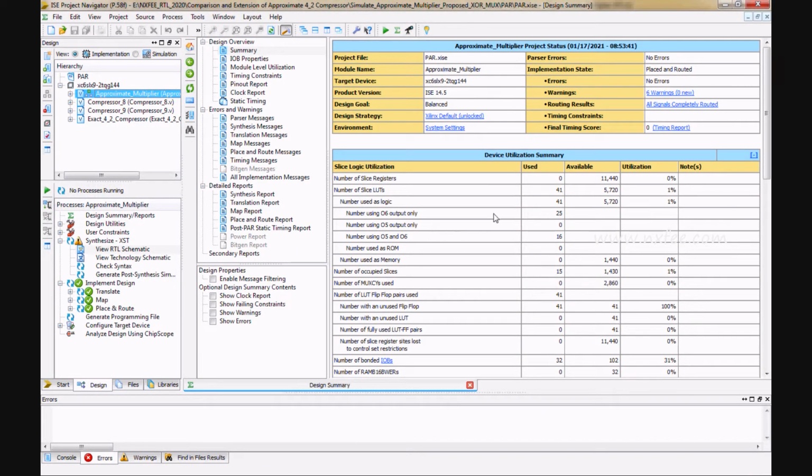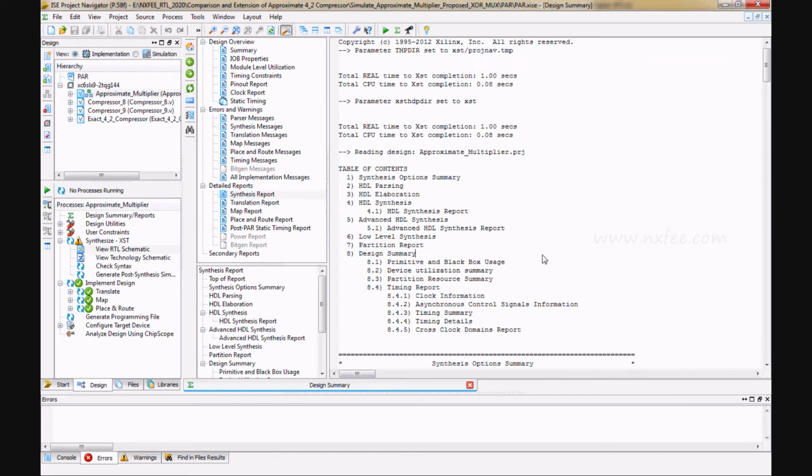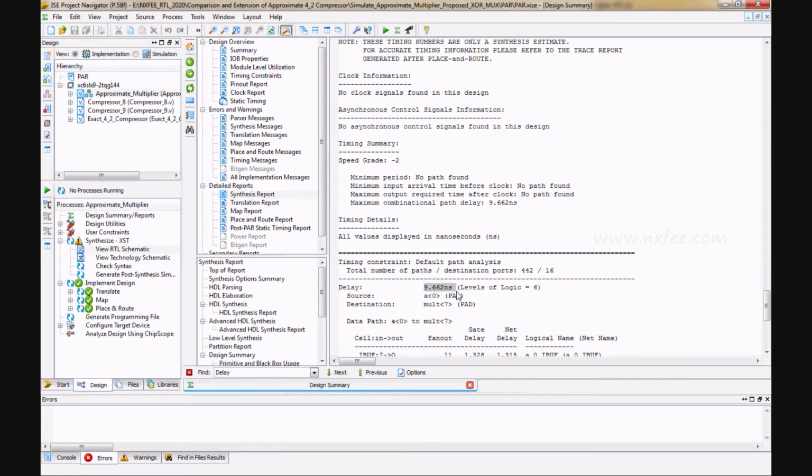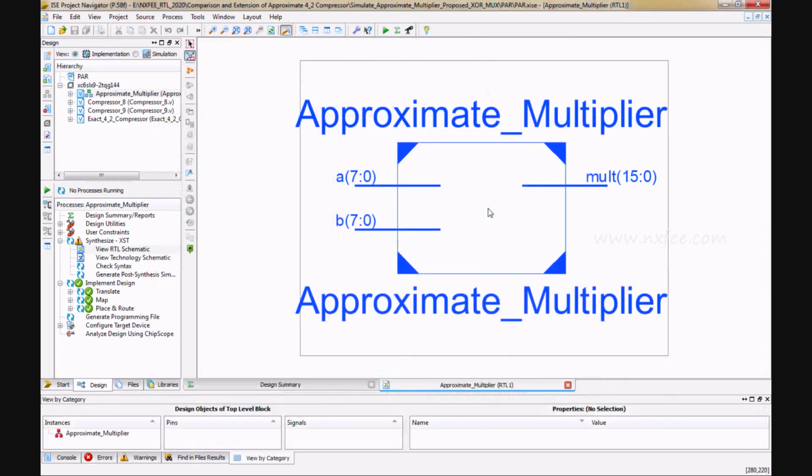So this one is the proposed compressor method of the approximate multiplier. Here it will take 41 LUTs, 15 occupied slices and 32 IOs. And the delay it will take is 9.662 nanoseconds. And this is the RTL schematic for that.